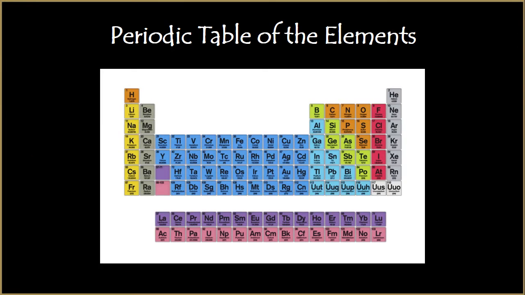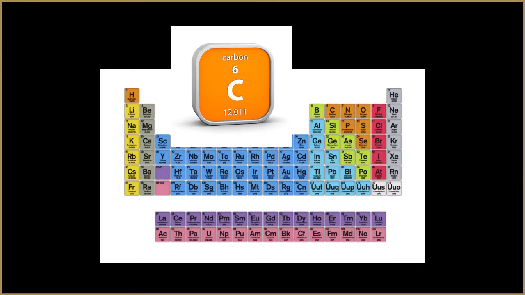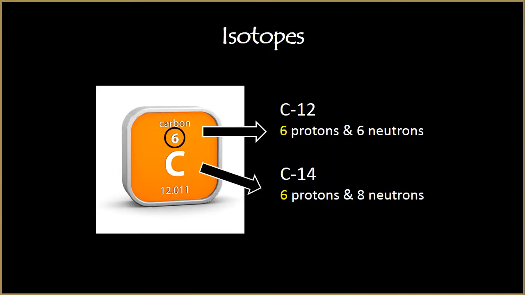Remember that this chart represents all the elements that have been discovered so far. Each element is made up of protons and neutrons. The top number tells how many protons are in an atom of the element. Different isotopes of the same element have the same number of protons, but different numbers of neutrons.